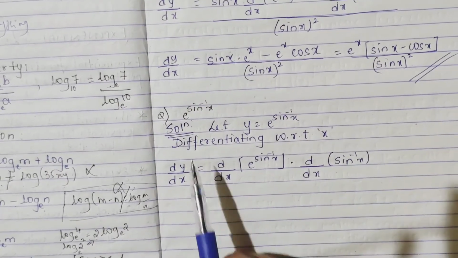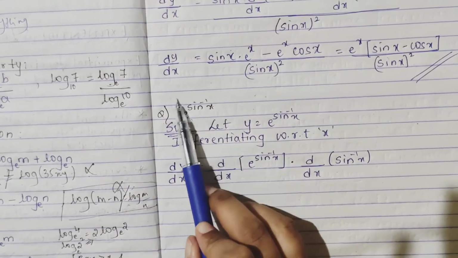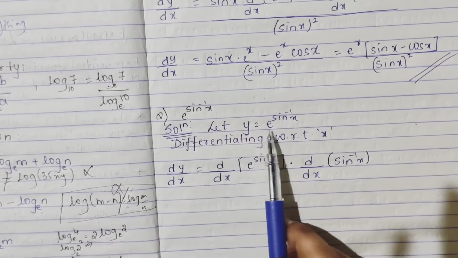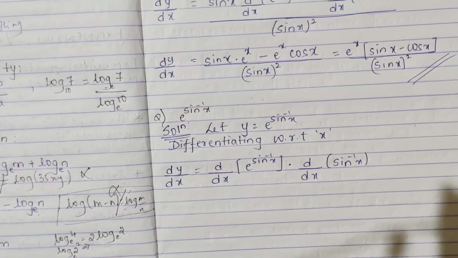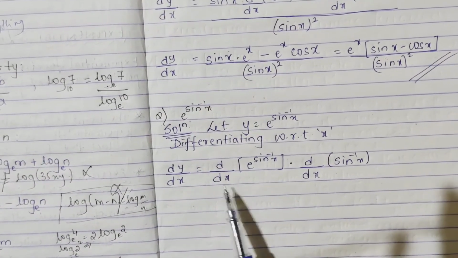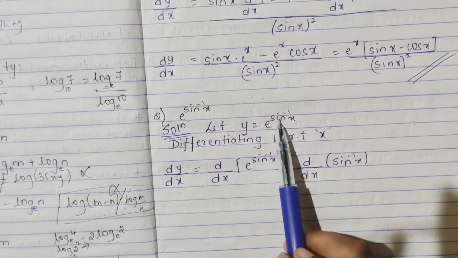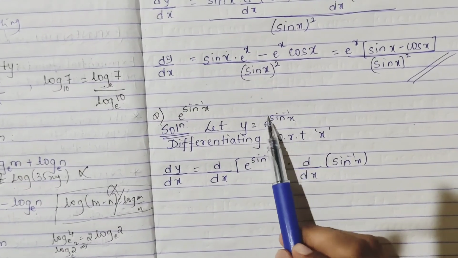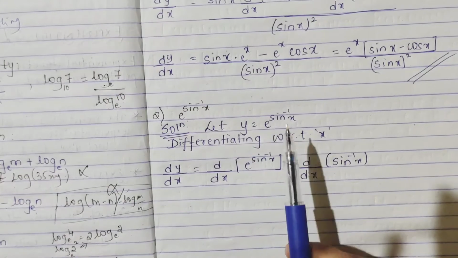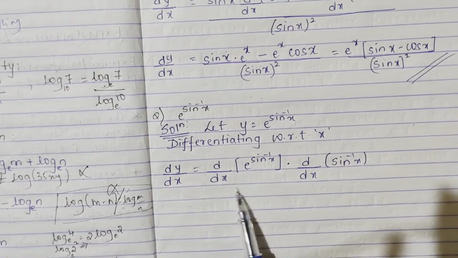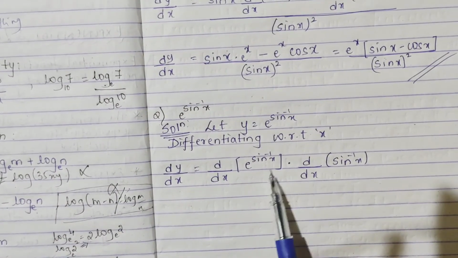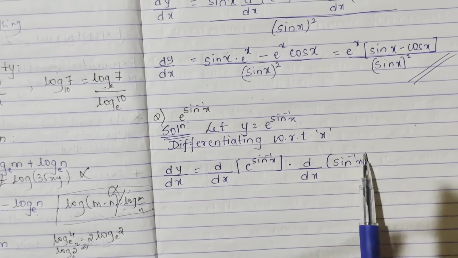Next problem, e to the power sin inverse x. So here also, first let y is equal to e to the power sin inverse x. Differentiating with respect to x, dy by dx. So first what we have to do, see here you have two terms. First e to the power x, and then again you have sin inverse x. So here again we have to apply our chain rule. So differentiating first e to the power sin x, d by dx of e to the power sin x, again d by dx of our sin inverse x.